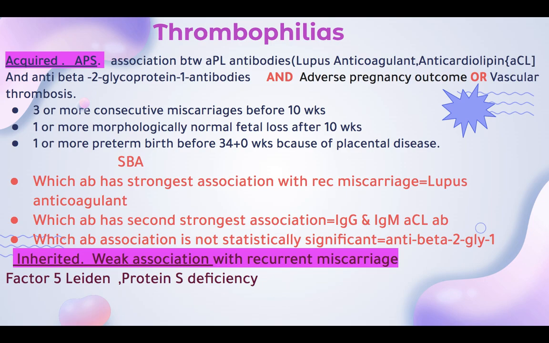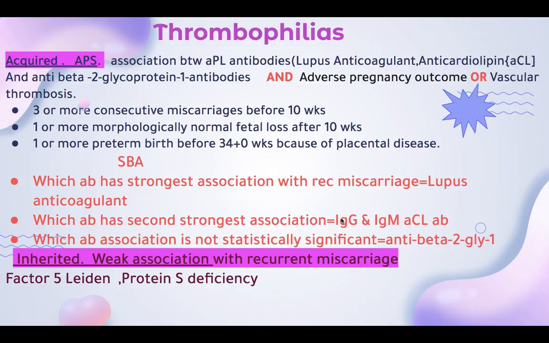And how will we clinically diagnose this? This is the clinical criteria. And what is the lab criteria actually? That I will be discussing in detail, and then the inherited thrombophilia. So its association is not statistically significant, right? It is a sort of benign antibody. Although it is a part of the definition of antiphospholipid antibody syndrome, it is the least harmful. It is a harmless antibody.